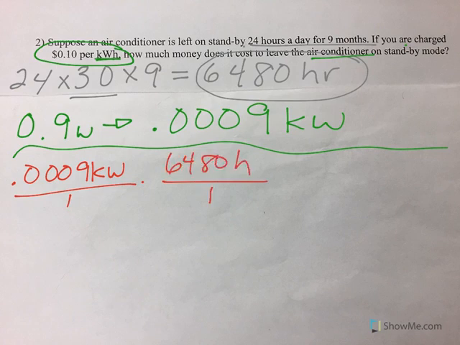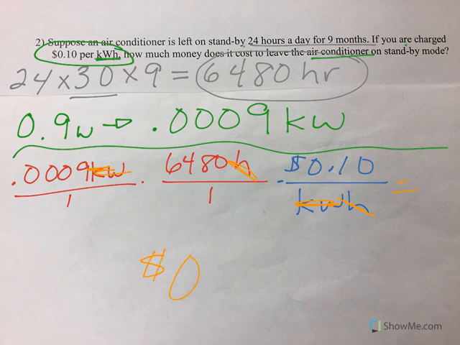There's my kilowatt hours. Now, instead of doing CO2, I can just do 10 cents per kilowatt hour. Still works the same. Kilowatts cancel out with kilowatts, hours cancel out with hours. I'm still multiplying all of my numerators, and I end up with a big 58 cents. So leaving that on standby mode for 9 months costs you 58 cents in electricity. That's not too shabby.